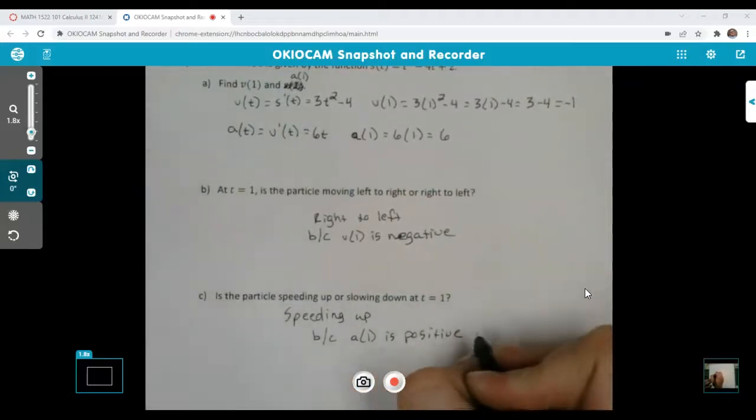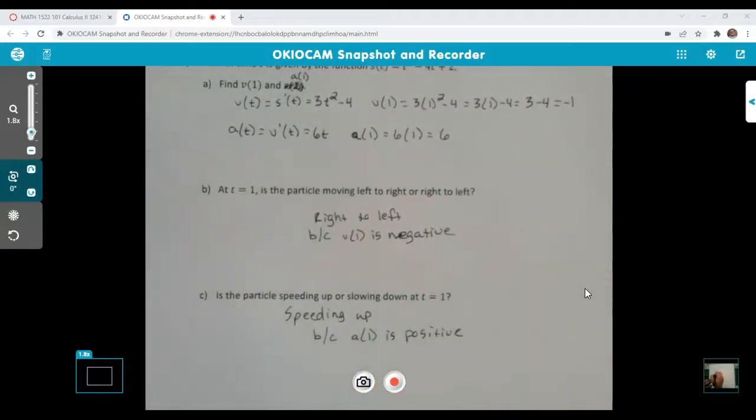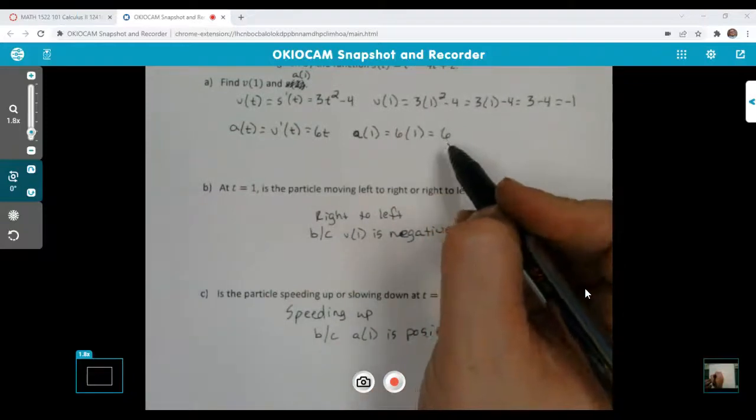So it's speeding up. Remember, a of t is the rate of change of my rate of change. So it's how does my velocity change. So this is positive 6. So it's speeding up.